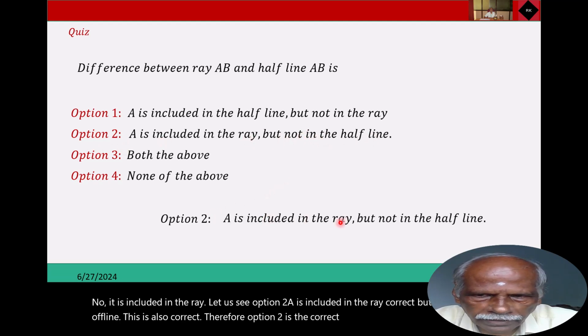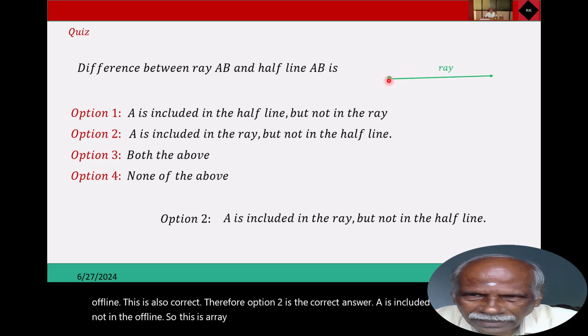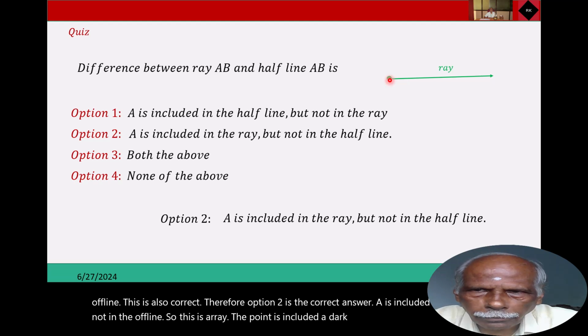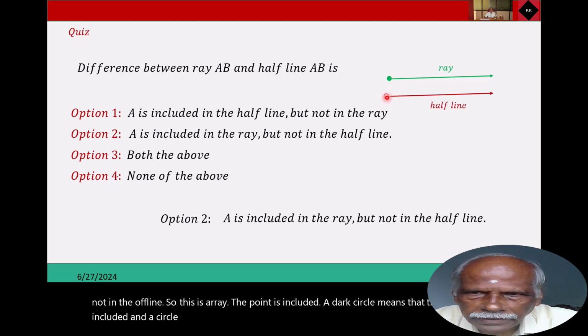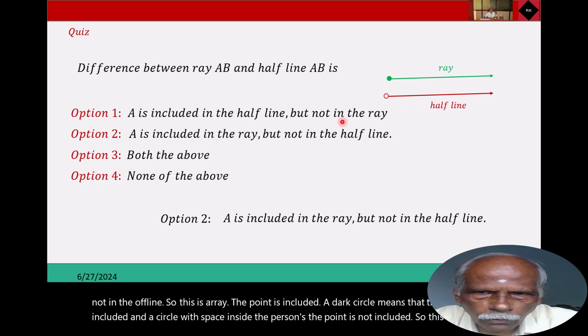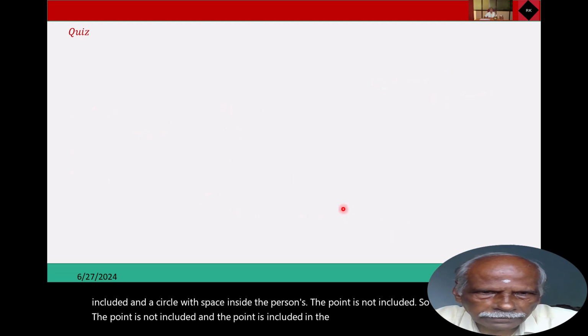A is included in the ray but not in the line. So this is a ray, the point is included. A dark circle means that the point is included, and a circle with space inside represents the point is not included. So this is the line, the point is not included, and the point is included in the ray. Option 2 is the correct answer.